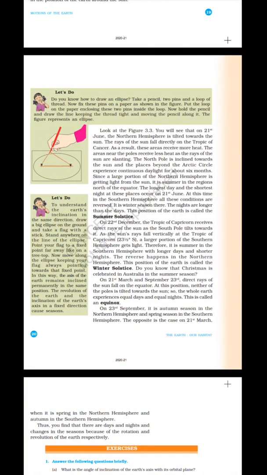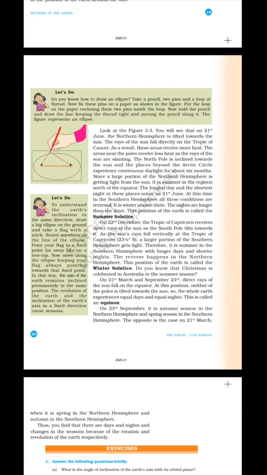Let's do. Do you know how to draw an ellipse? Take a pencil, two pins and a loop of thread. Now fix these pins on a paper as shown in the figure. Put the loop on the paper enclosing these two pins inside the loop. Now hold the pencil and draw the line keeping the thread tight and moving the pencil along it. The figure represents an ellipse.